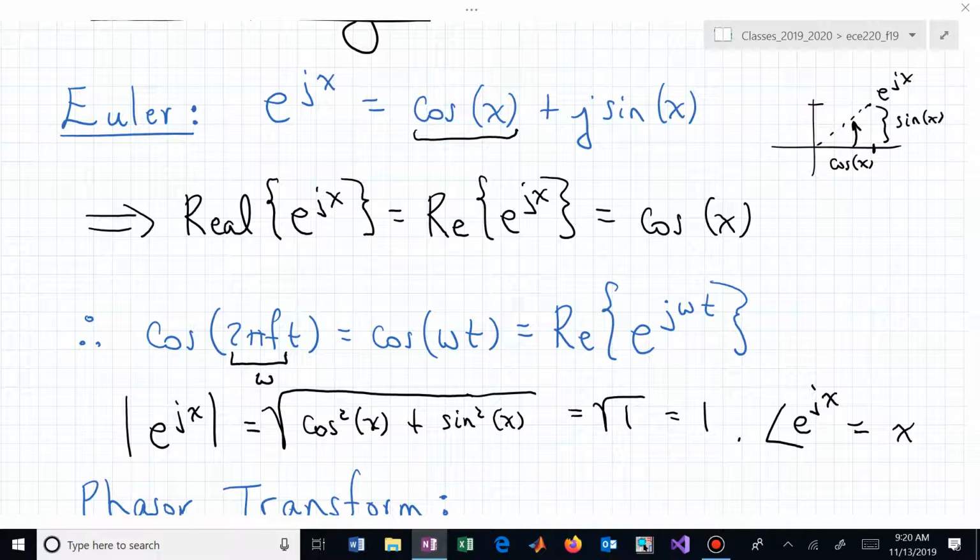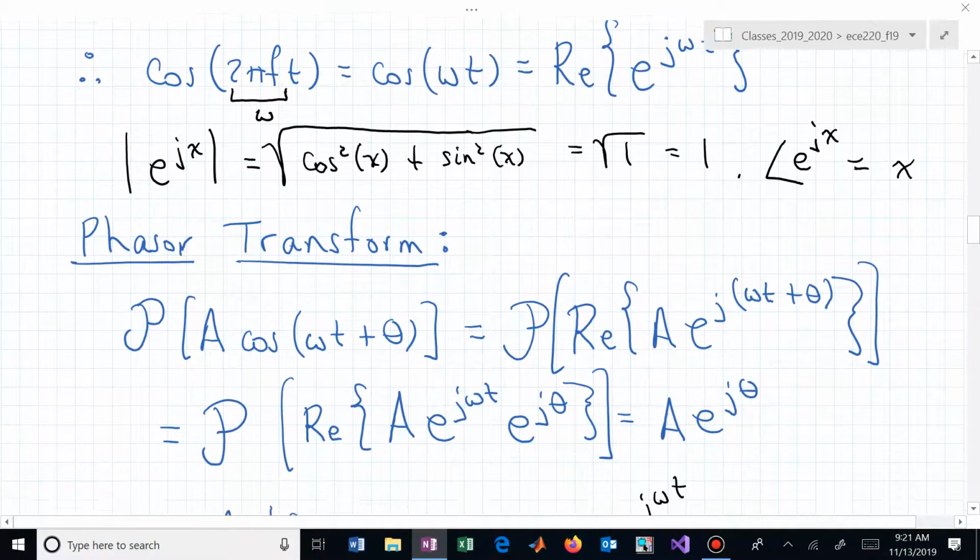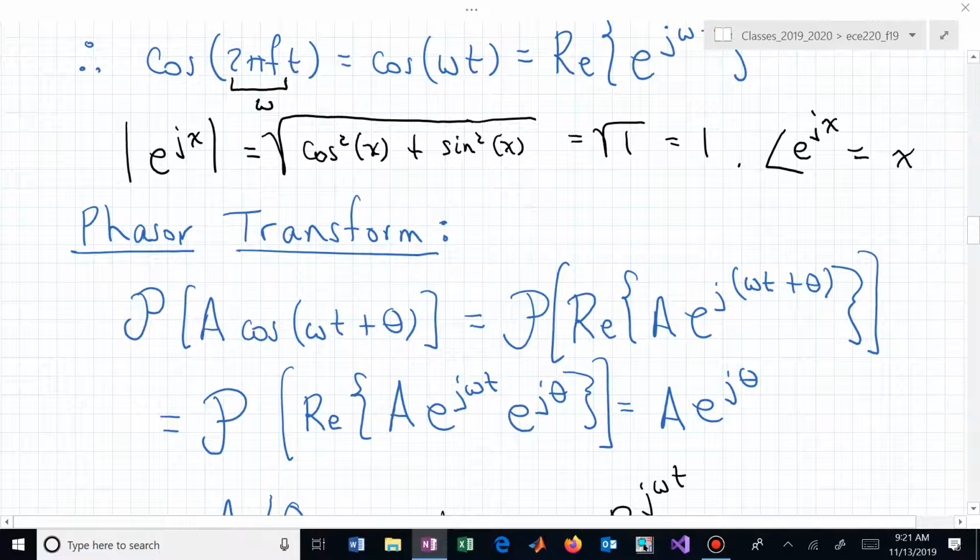And how far that point is away, if we just have e to the jx, we're a distance of 1 from the origin. Obviously, if we scaled that, if we said, oh, it's 5 e to the jx, now we're 5 away from the origin. And if it's e to the j omega t, we're spinning around with a frequency of omega. And every 2 pi units, we're back to where we began.